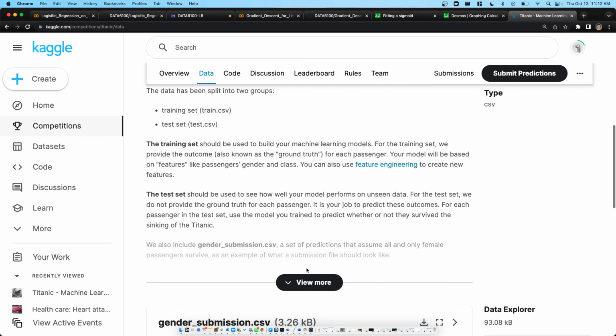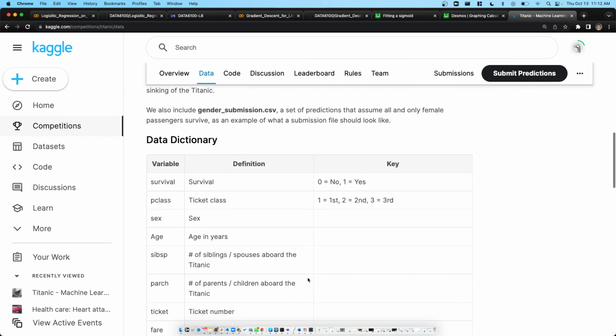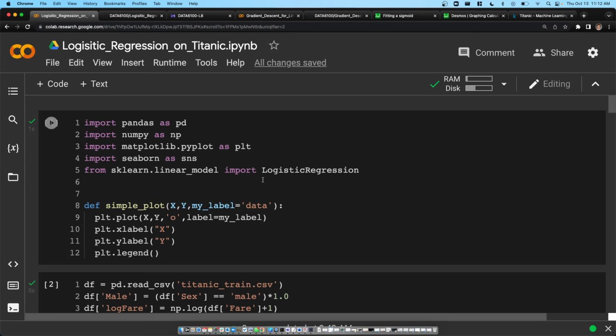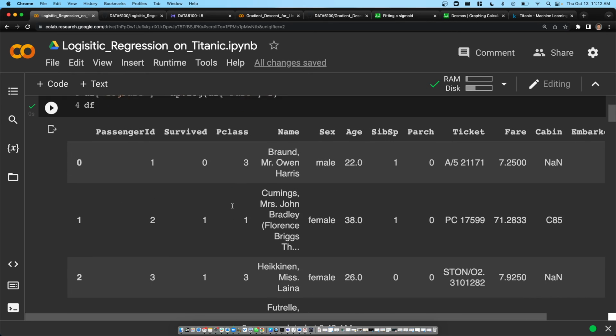So what we're trying to do is predict who survived and who died on the Titanic, right? We have a list of people and information about them: how old they were, if they're male or female, how much they paid for their ticket, what cabin they were in, and so on. This is what the data set looks like.